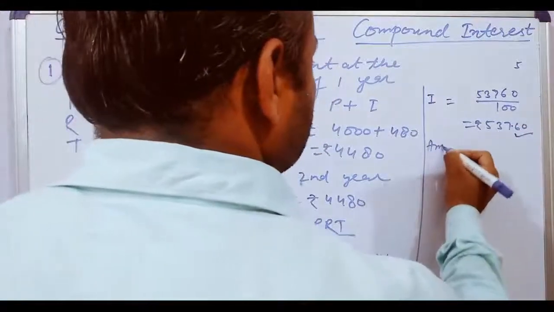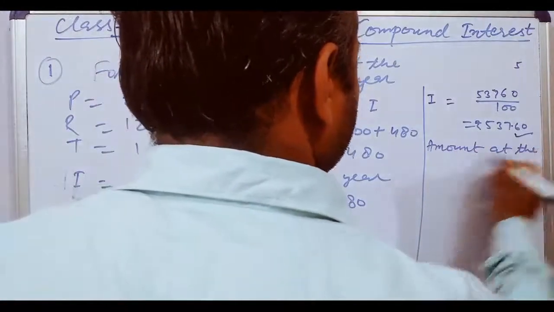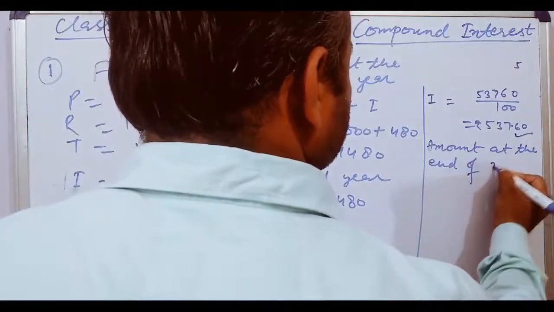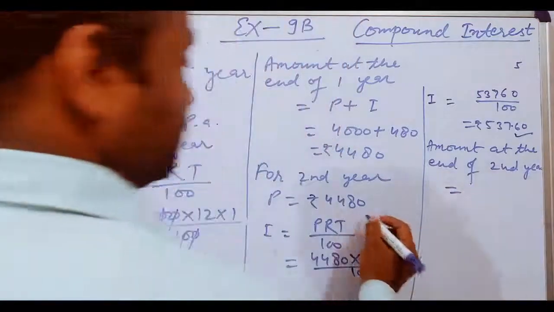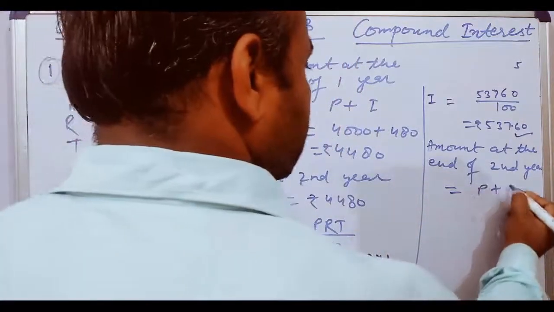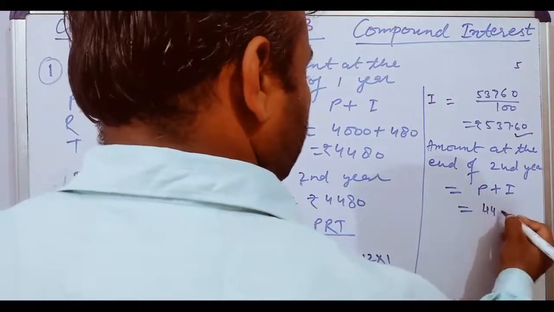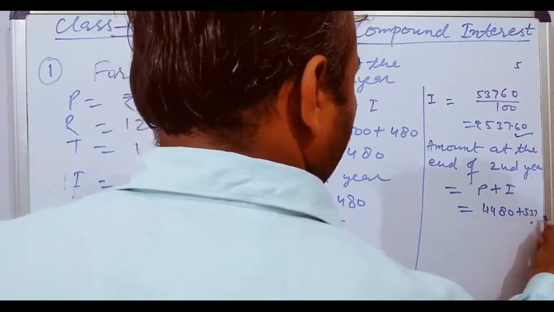Now the amount at the end of the second year equals principal plus interest, it is 4,480 plus 537.60.